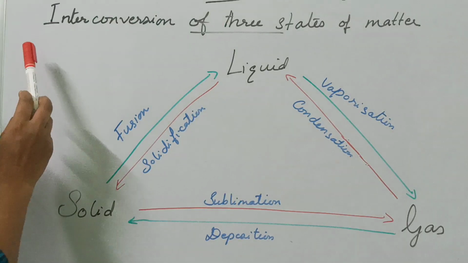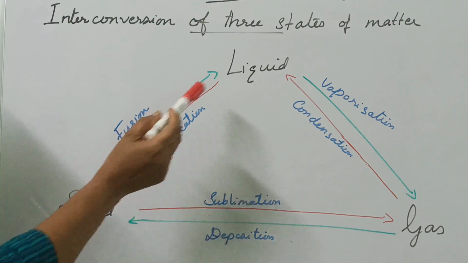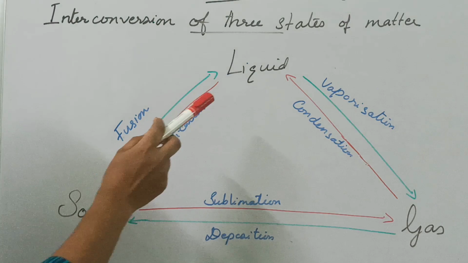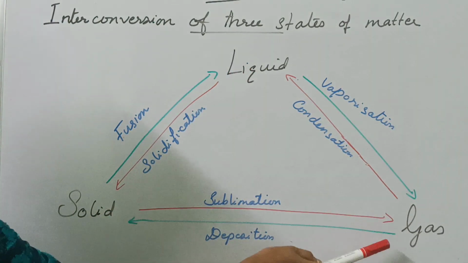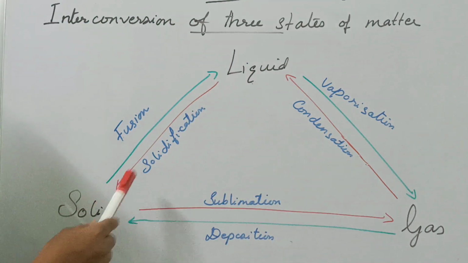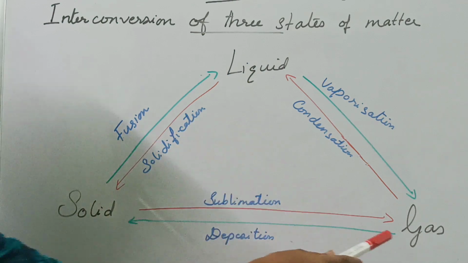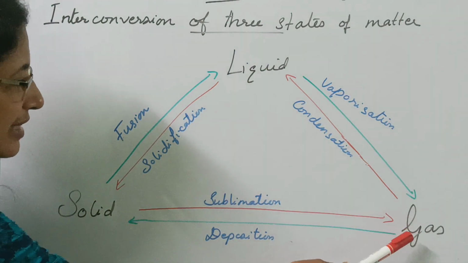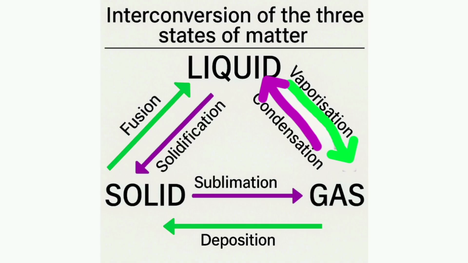Let us have a look at the interconversion of the three states of matter. A solid can change into liquid by fusion or by the process of melting. Similarly, liquid can change into gas by vaporization, a gas can turn into liquid by condensation, and liquid can change into solid by solidification. And a solid can directly change into gas through sublimation, and like that a gas can directly change into solid by the process of deposition.